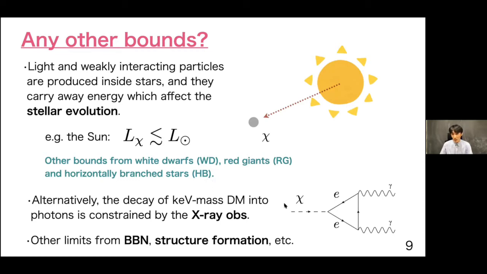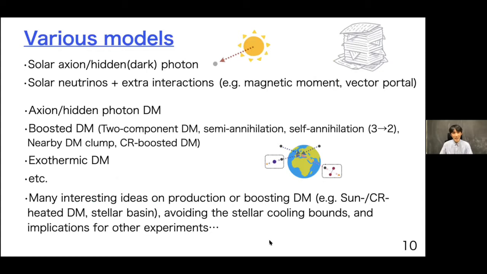And this chi particle may not be completely stable, but decay into lighter particles, such as a pair of photons. In this case, there's a very tight bound coming from the X-ray observations. There are also other limits coming from BBN, structure formation, and so on and so forth. And so far, many interesting ideas have been proposed. You can find all of them on arXiv, but it is far beyond my ability to explain all of them. So I will focus on the axion dark matter in the rest of my time.